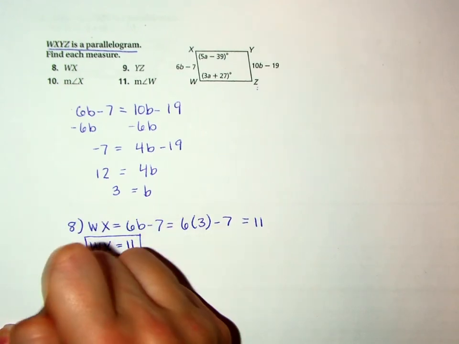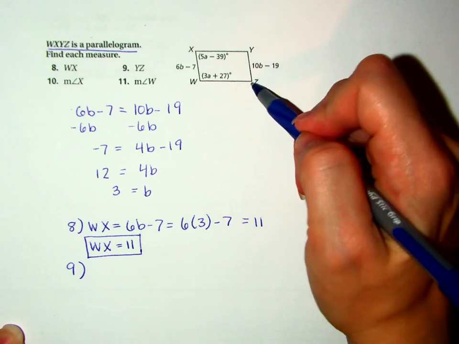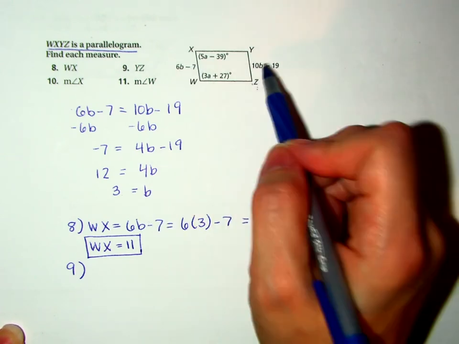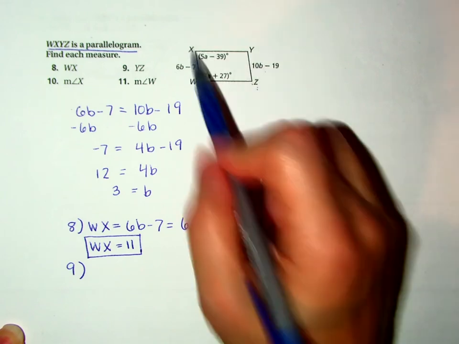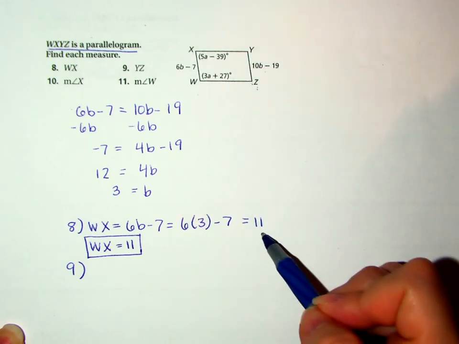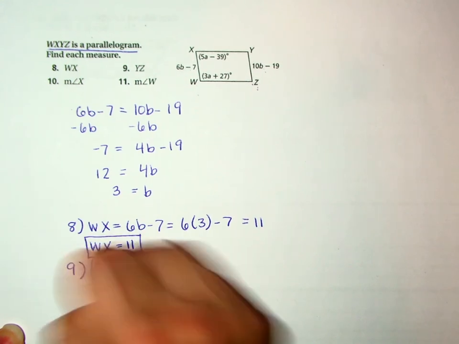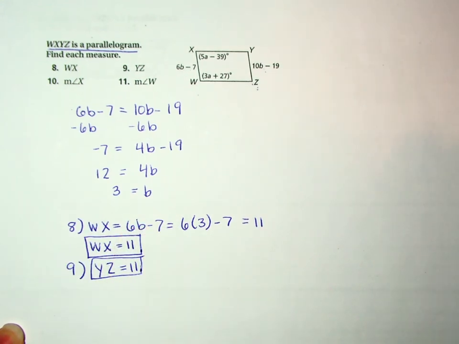Now, in number 9, we've been asked to find YZ. We could take that 3 and plug it in again, but it's not necessary because the opposite sides are going to be congruent. So if I already know that this is 11 units from the previous problem, so is the YZ. So YZ is going to be 11 units because opposite sides are congruent.